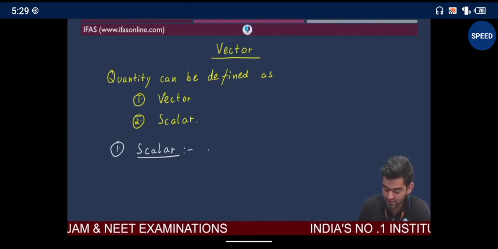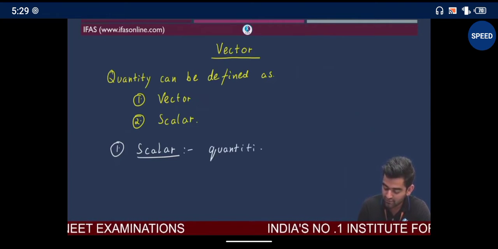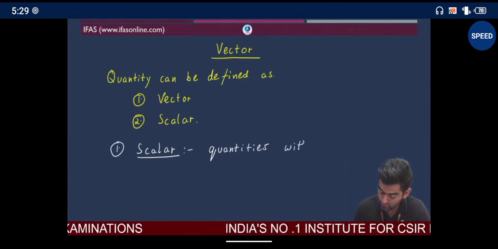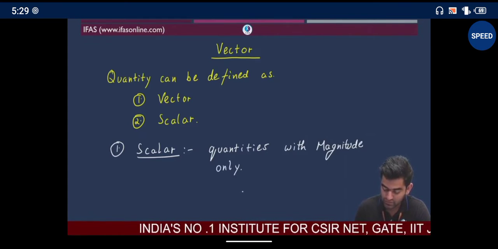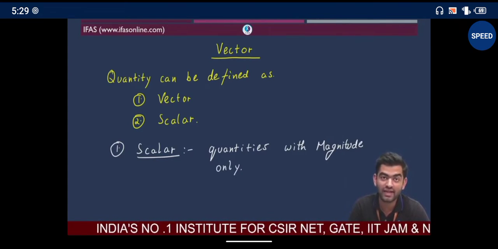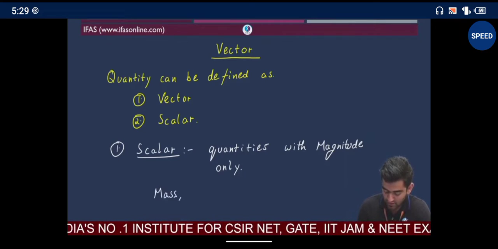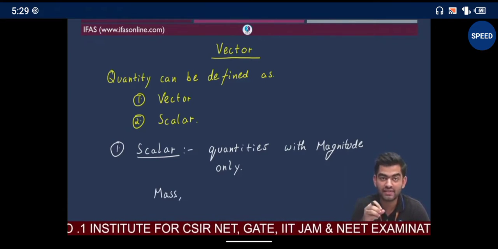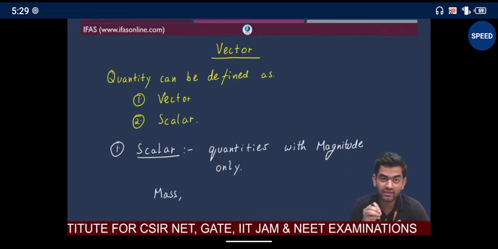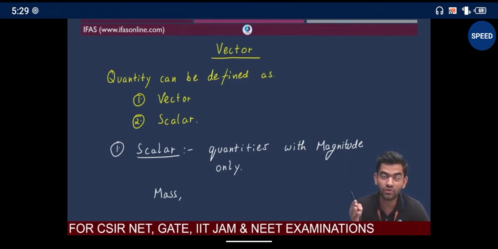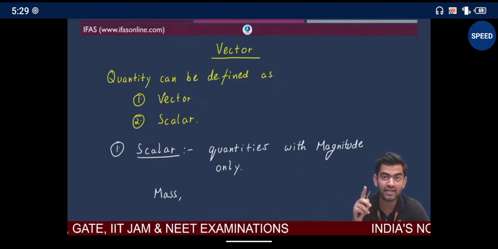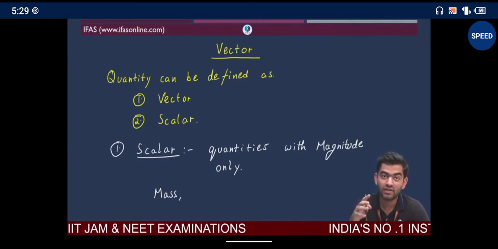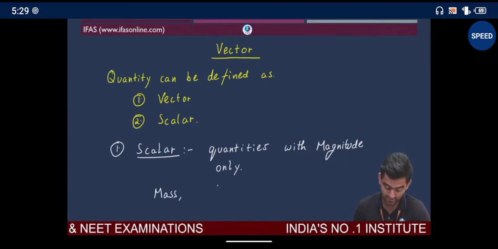Scalars are basically those quantities which have only magnitude. So quantities which have only magnitude are called scalars. For example, mass has no direction associated with it, hence it has only magnitude and nothing else. That kind of quantity is called a scalar. You don't say it is 40 kg in this direction, 50 kg in this direction. Mass of a person is a scalar. Hence mass is one of them.